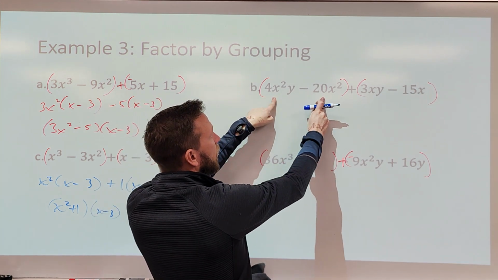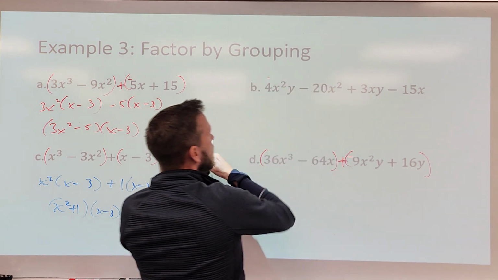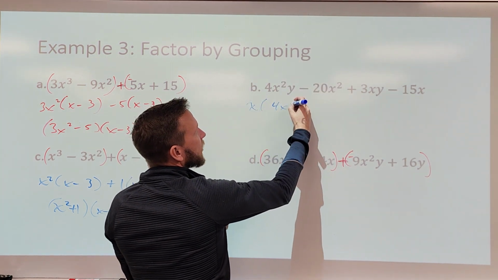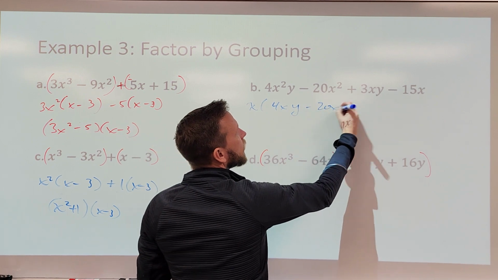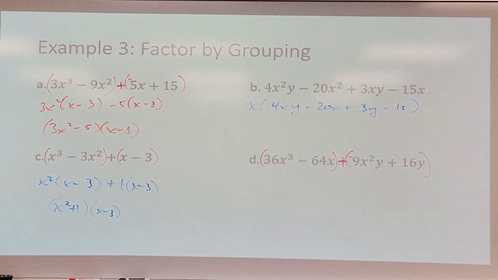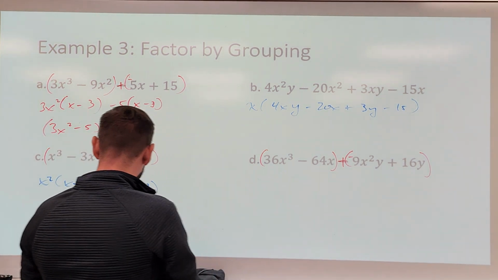Well, here, it looks like I actually missed something. So first, my bad, first we need to recognize that there is a GCF. There's an x in every one of these. Factor out that greatest common factor first, and then let's factor by grouping.